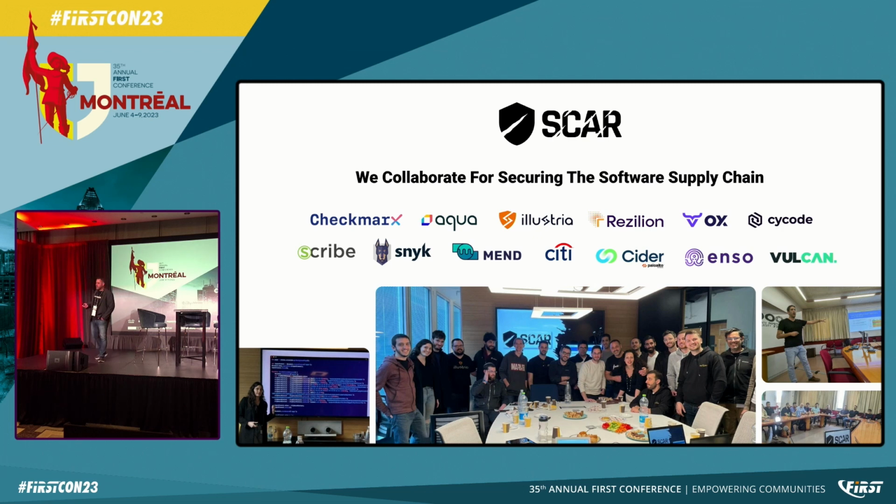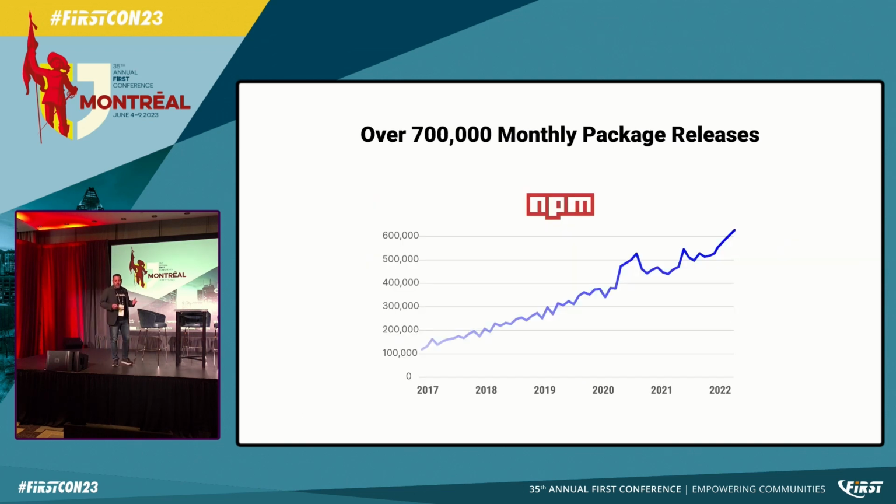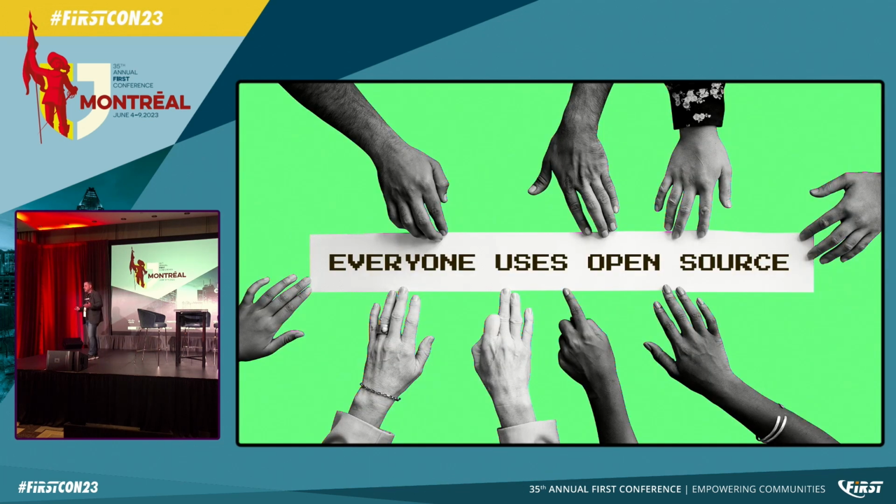So when I'm talking about open source, what do I mean? There are multiple open source packages, and we all know that the open source ecosystem is blooming. We are seeing a lot of new open source packages being released monthly. NPM alone is now close to 1 million new packages a month. And everybody uses open source, right? You can't do a lot of modern development without relying on open source.